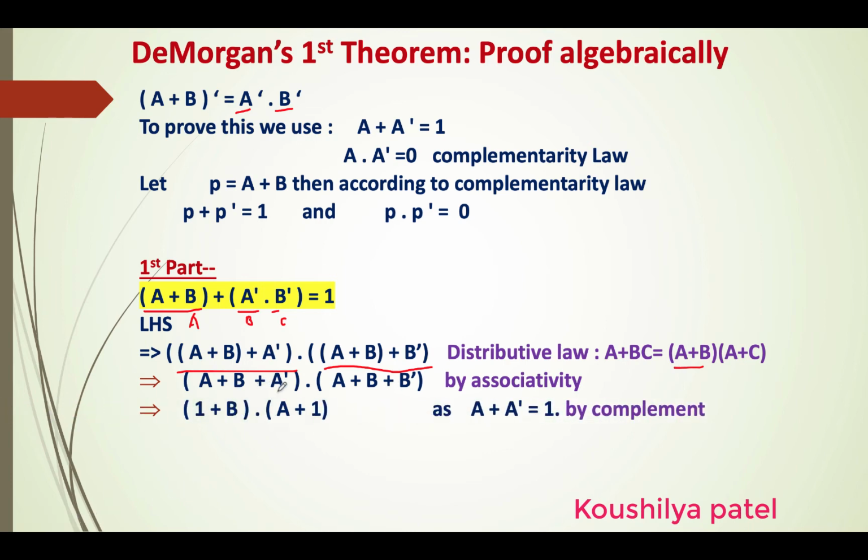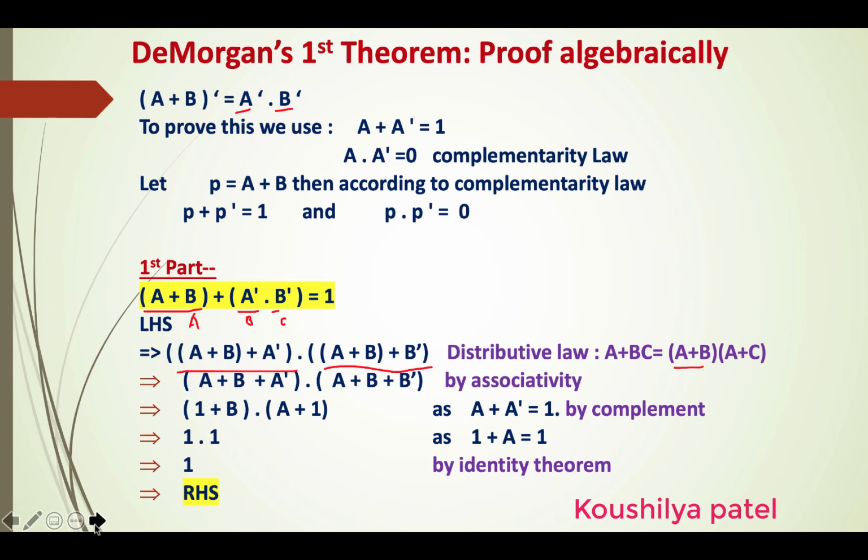Since we know A plus A dash equals 1 by the complement law, similarly B plus B dash will become 1. So we will get 1 plus B here and A plus 1 here. As we know, 1 plus A equals 1 as per the identity rule, so 1 plus B equals 1 and A plus 1 will also be 1, so that we get 1 dot 1. By the identity theorem, it is 1. So that we are getting the right hand side portion. Hence, we have proved the first part.